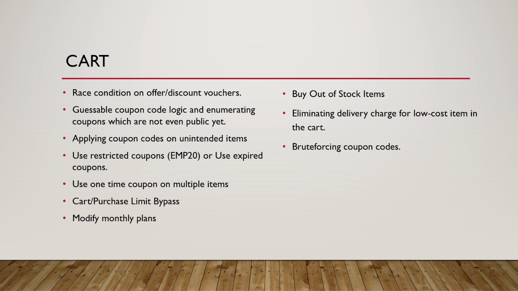First thing is race condition on offer discount vouchers. As I already talked about in the first slide, we can try to apply the same coupon multiple times on the same item. I already gave you an example of that. Okay. Second one is guessable coupon logic and enumerating the coupons which are not even public.